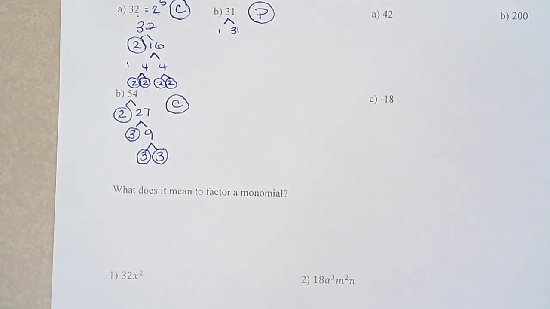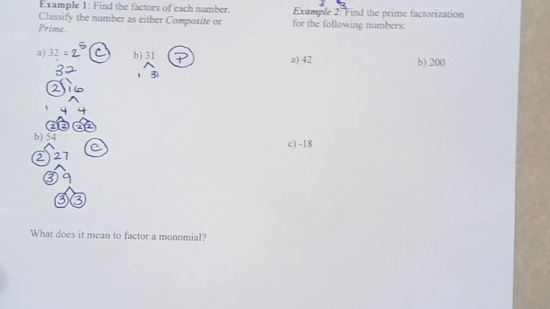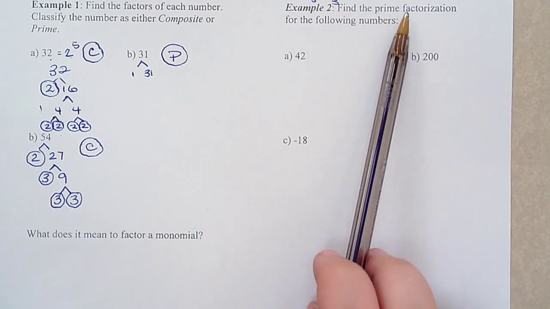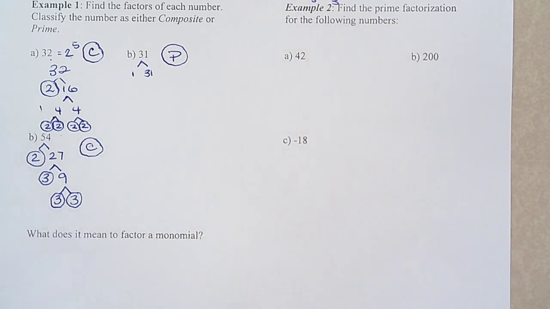All right, I suggest you try example 2 by pausing the video, going through those on your own. See if you can find if those are prime or composite, and then when you come back, we'll try to figure out the prime factorization for each of those numbers as well. You can try to use my steps over here as a guide if you're interested.